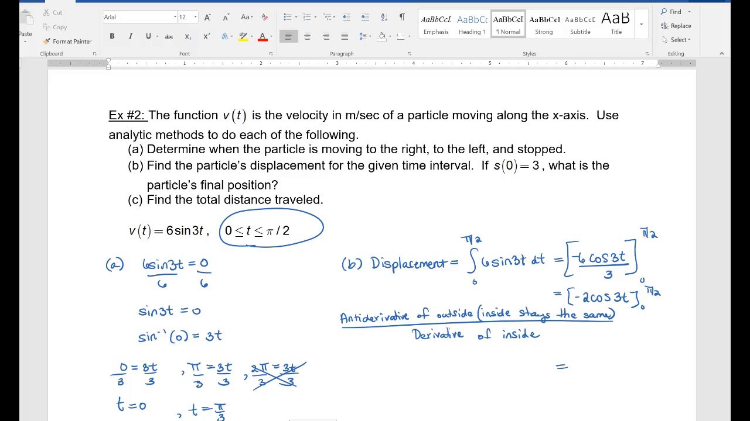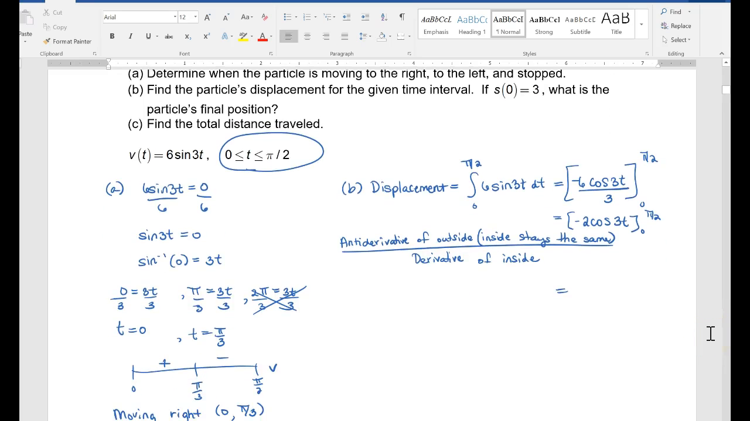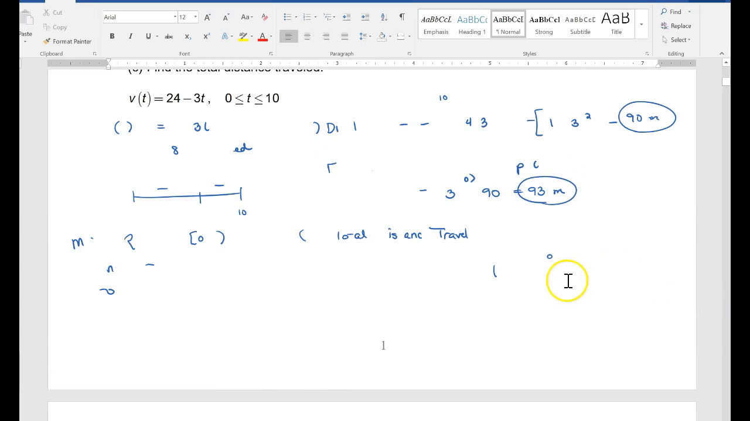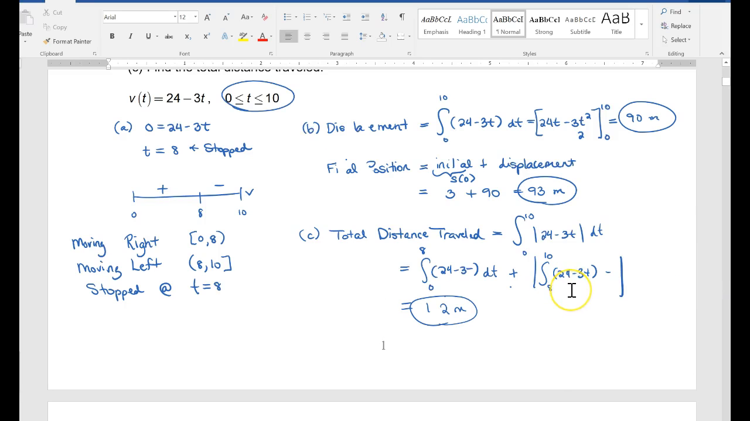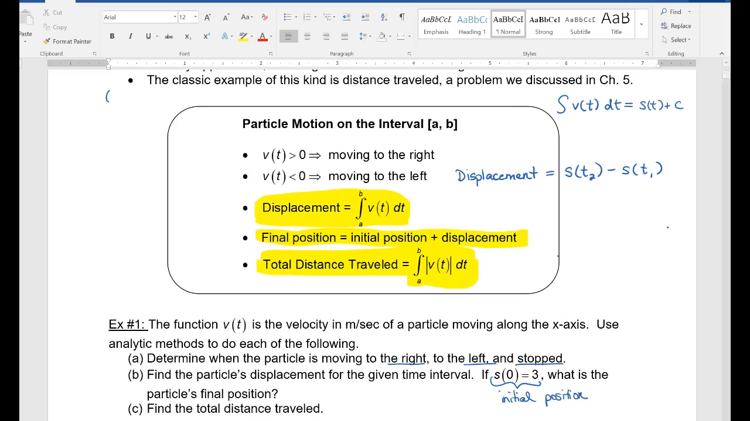I guess we stopped in the middle of this problem. Let's see here. Okay, so real quickly, just want to review the particle motion that we did at the end of last class.